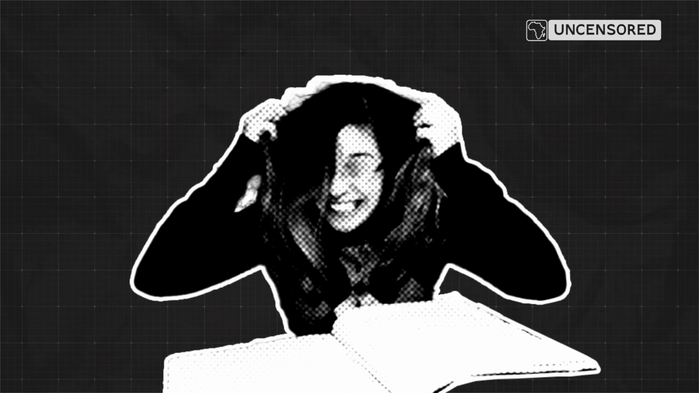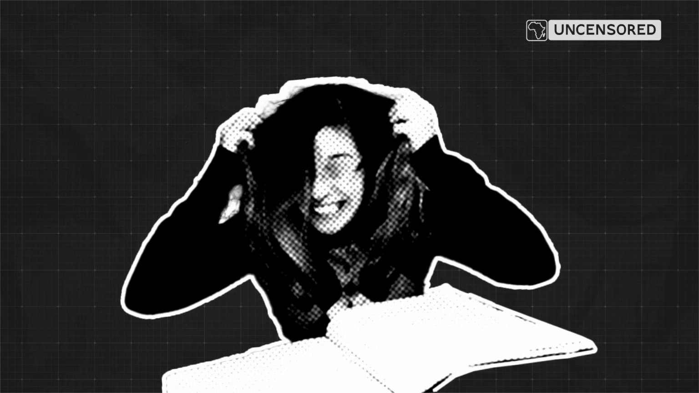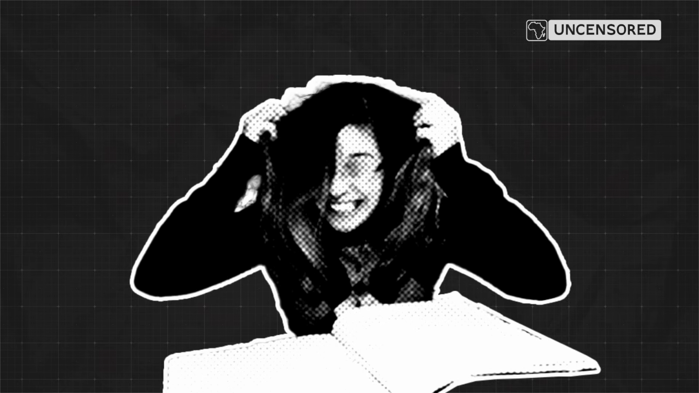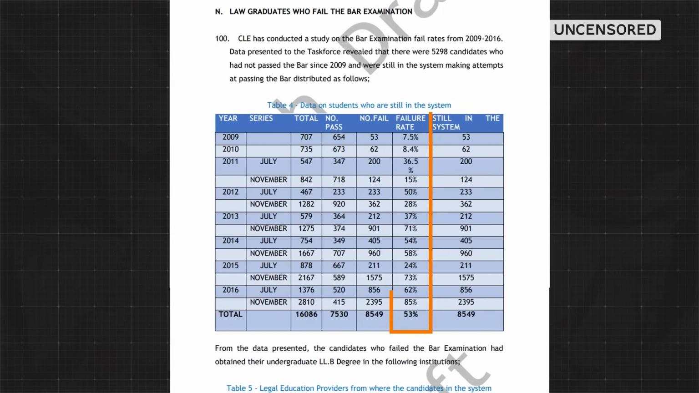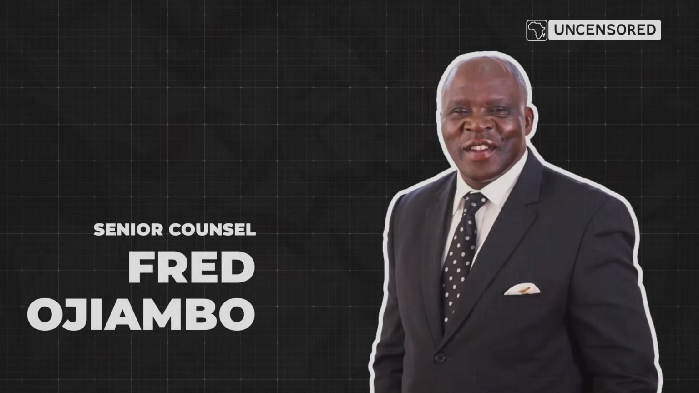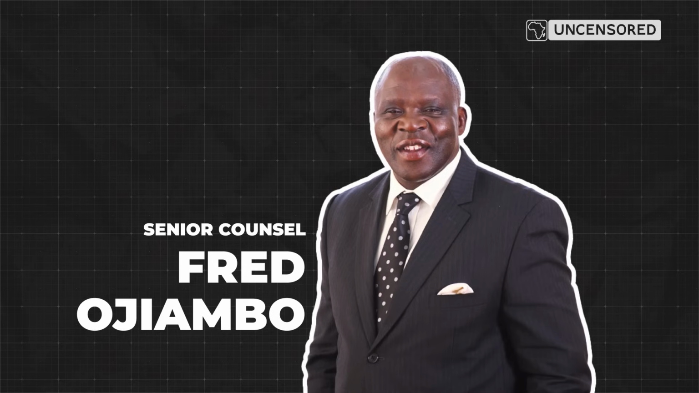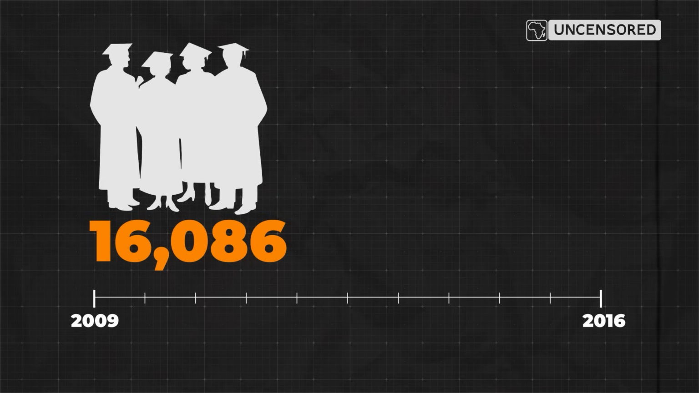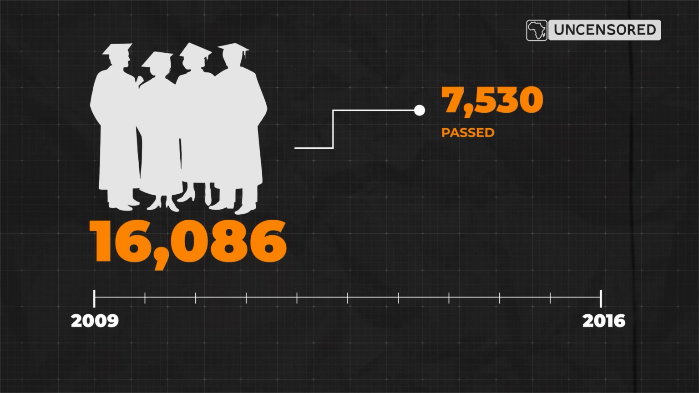Now, failing isn't unusual. We've all faced setbacks at some point, right? But the real issue emerges when the scale of failure is so vast that it raises questions. A task force led by lawyer and senior counsel Fred Ojiambo revealed that between 2009 and 2016, 16,086 students sat for the bar exams. Shockingly, only 7,530 passed, while 8,549 failed, marking a failure rate of 53%.